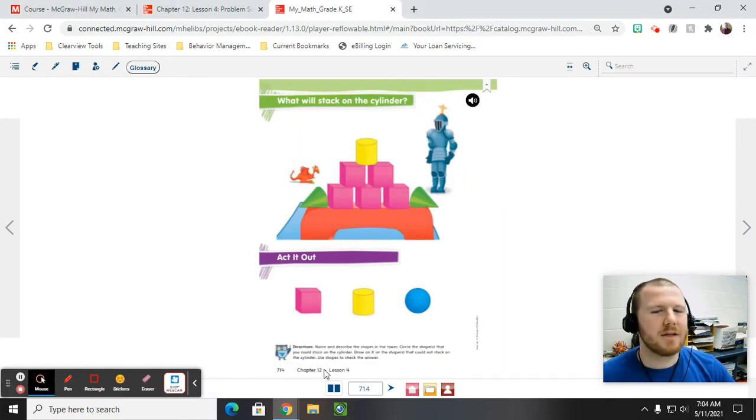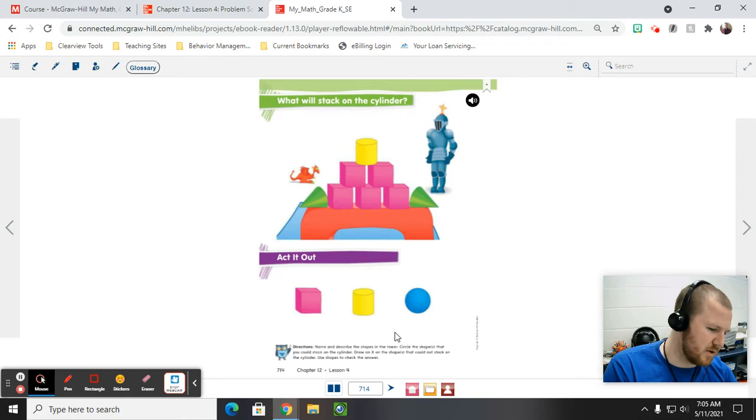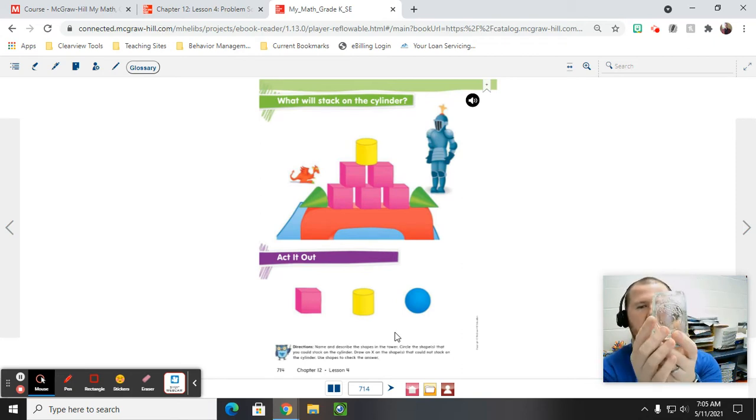Okay. This is when they haven't circled them. So they're asking what will stack on the cylinder. Again, we're not talking about these cones and we're not talking about these cubes. We're talking about the cylinder on top. Let's try something else instead of my actual cylinder, making a mess on my table. All right, so I'm going to use this jar, which is a cylinder shape, and represent the cylinder on top of the blocks there. So let me try cube.